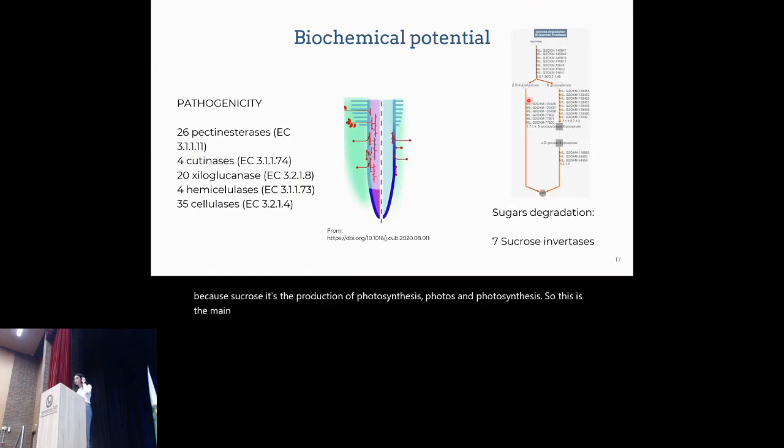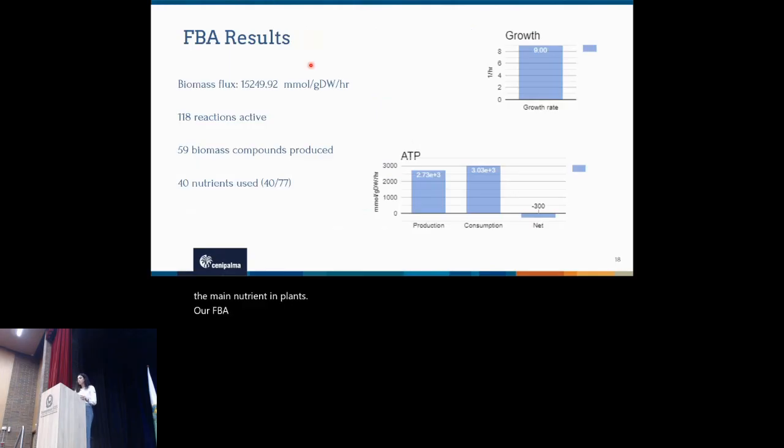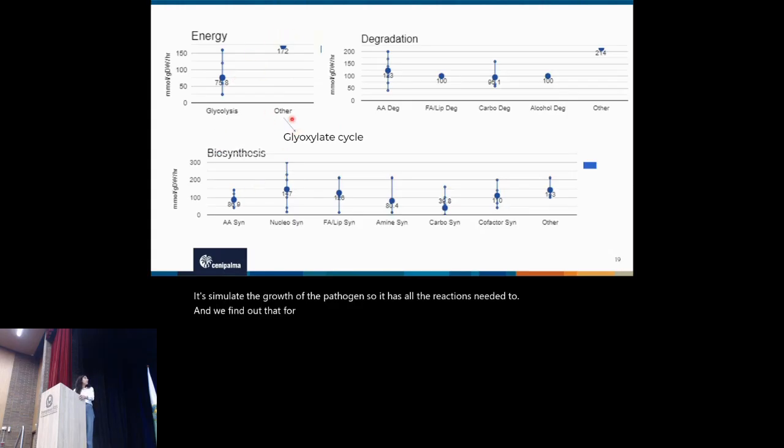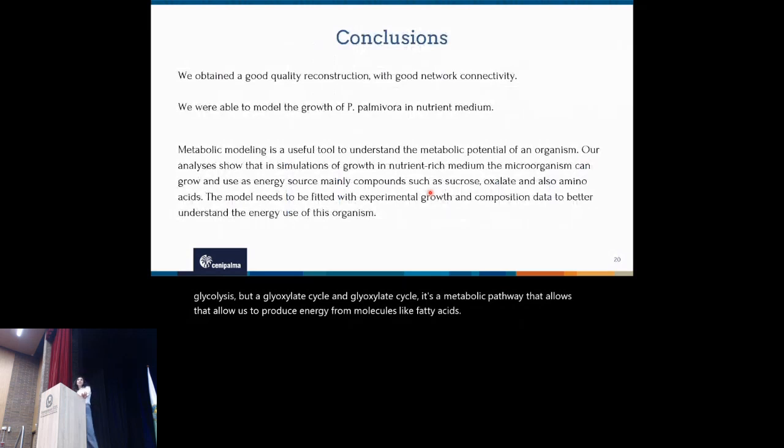Our FBA results, I'm going to pass quickly, but basically this means that our model is able to simulate the growth of the pathogen. So it has all the reactions needed to grow. And we find out that for energy, as an example, energy production is not mainly from glycolysis, but from the glyoxylate cycle. And the glyoxylate cycle is a metabolic pathway that allows us to produce energy from molecules like fatty acids. So all this means that we are in a first step to know the pathogen better, and better knowledge of the pathogen allows us to develop more efficient control strategies.